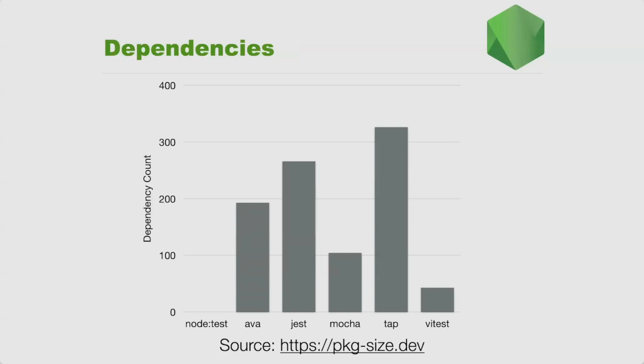So again, Node test has 0 external dependencies. It's all built into core. Mocha has a little over 100, and Mocha's on the smaller side. Vitest does pretty well here. I don't remember what the exact number is, and I don't know the nature of all of their dependencies, but hundreds of dependencies is still something that, just to run tests, if I can avoid it, I would like to.